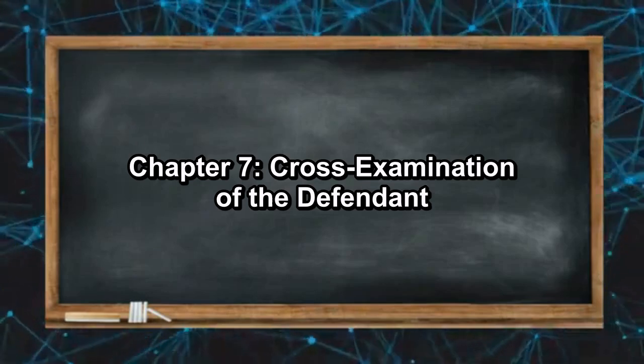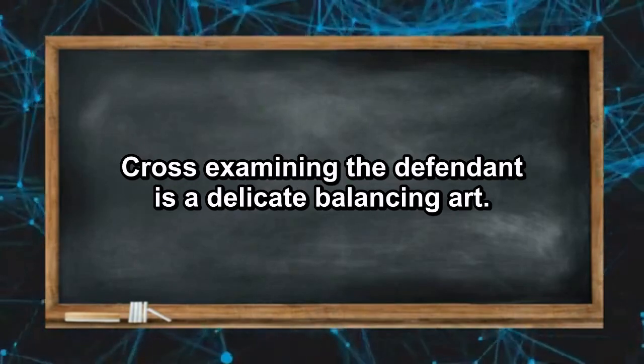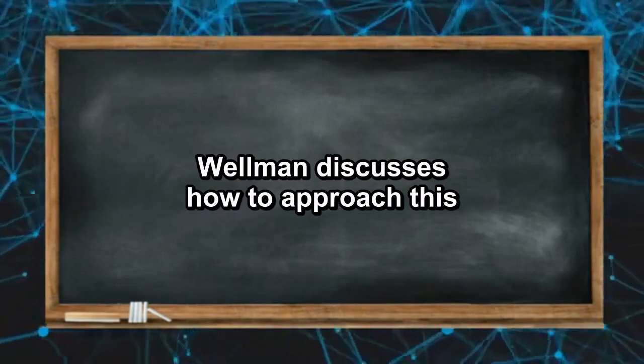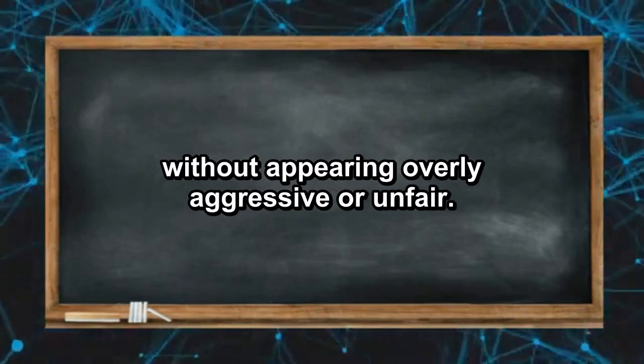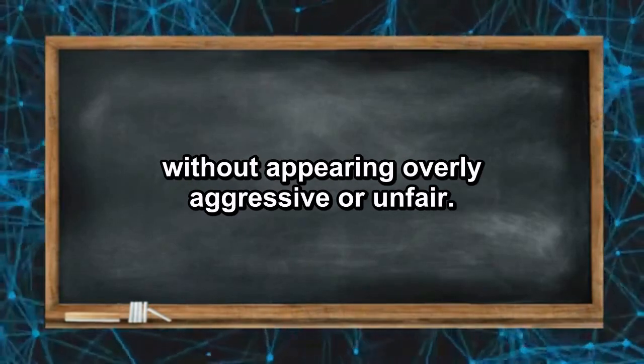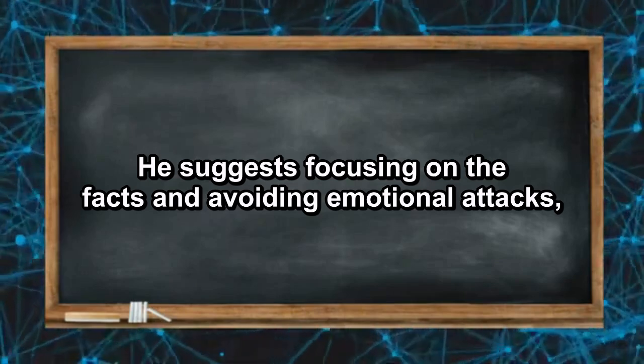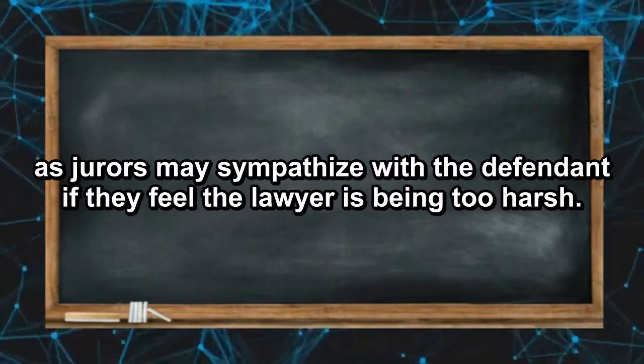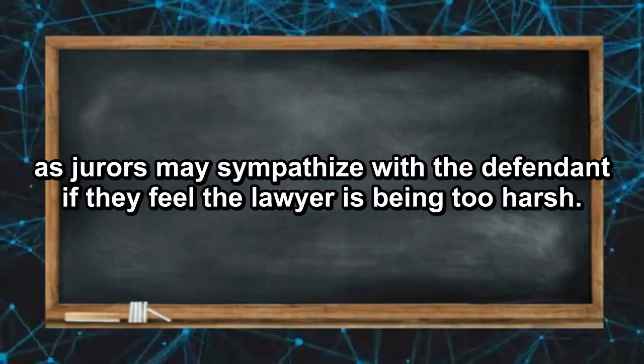Chapter 7, Cross-Examination of the Defendant. Cross-examining the defendant is a delicate balancing act. Wellman discusses how to approach this without appearing overly aggressive or unfair. He suggests focusing on the facts and avoiding emotional attacks, as jurors may sympathize with the defendant if they feel the lawyer is being too harsh.